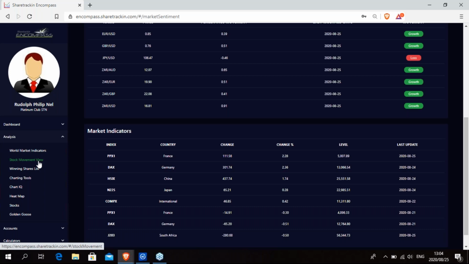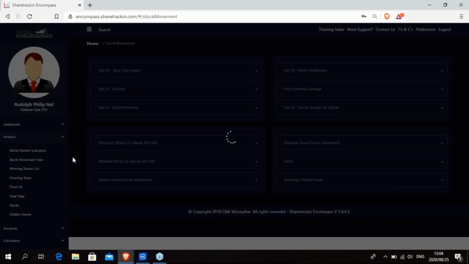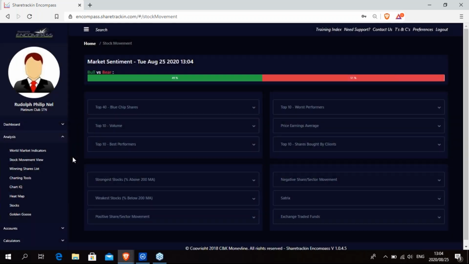Then you've got your stock movement view. Now your stock movement view is going to give you a little bit more information on what's currently happening on the market, give you the top shares for the day, and give you the worst shares for the day, and also gives you a market sentiment right at the top here.